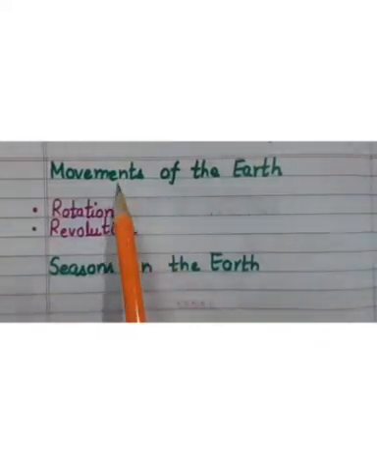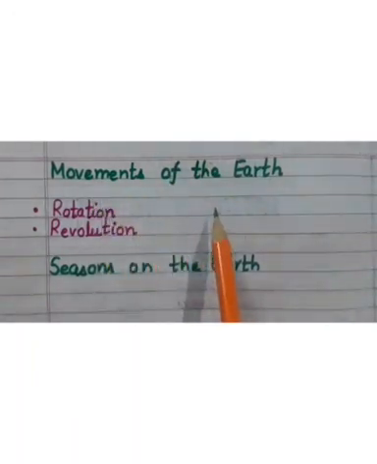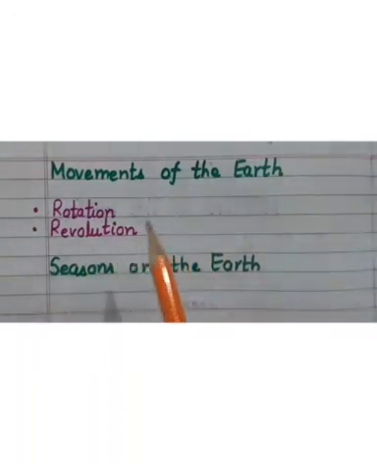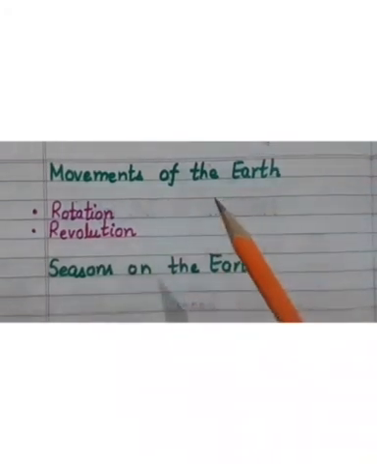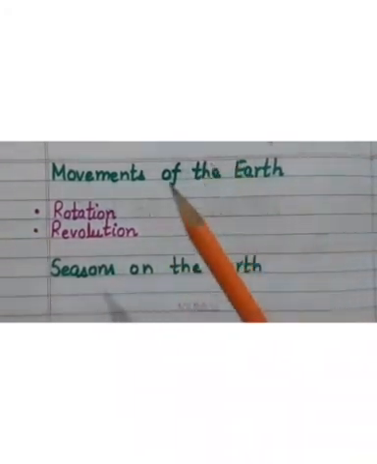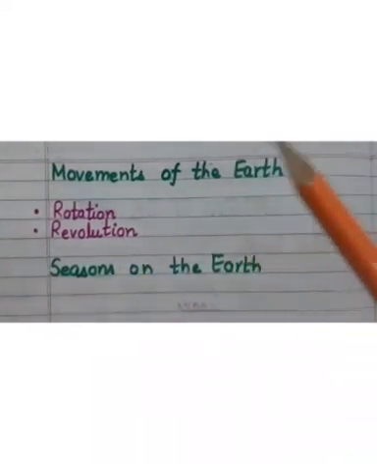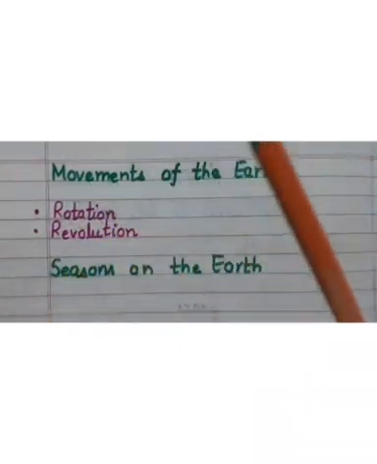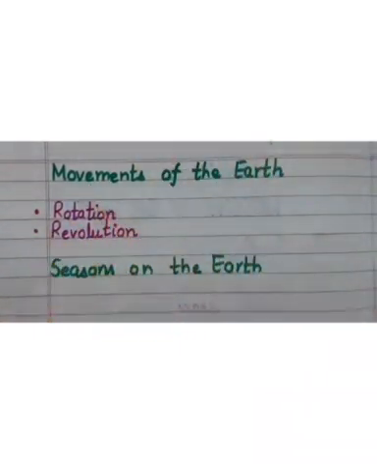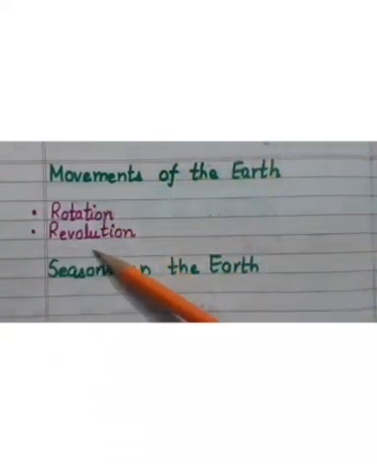Then comes movements of the earth. It means the earth is not a stationary planet. It is not fixed at a place. It keeps on moving continuously, and it moves in two different ways. First is rotation and second is revolution. It spins on its own axis, and as well it moves around the sun simultaneously. So the two movements of the earth are rotation and revolution.